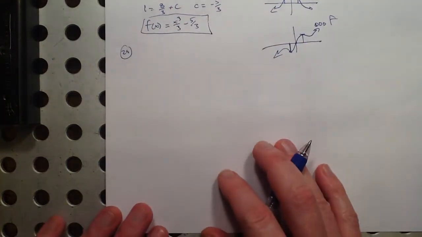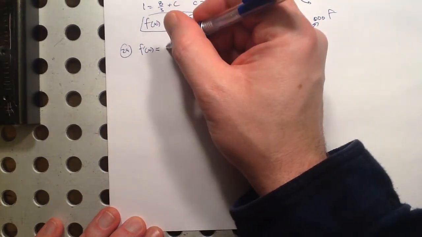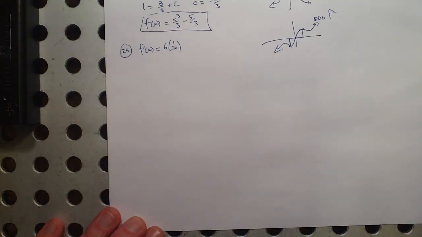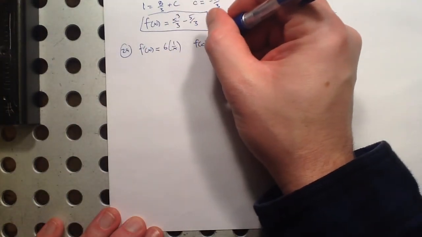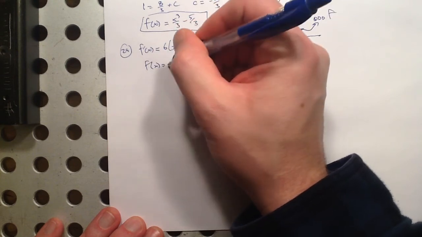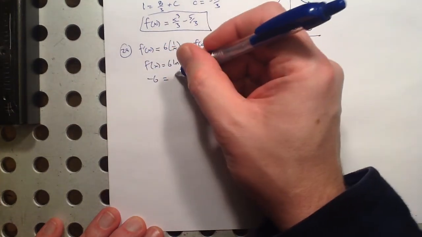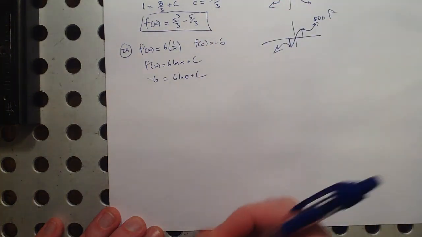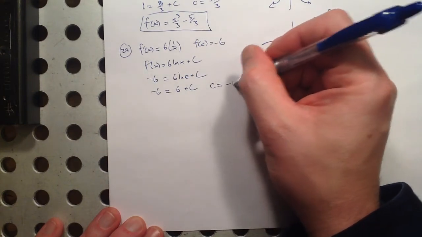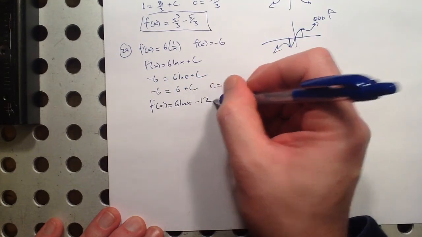Number 29, we have f prime of x is equal to 6 over x, which is the same as 6 times 1 over x, and f of e is equal to negative 6. So the antiderivative of that is just 6 times natural log x plus c, plugging in the one point that we know, gives us c is equal to negative 12. So the function we're looking for is 6 natural log x minus 12.